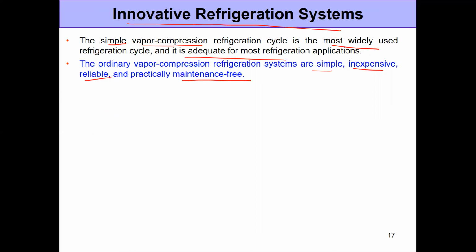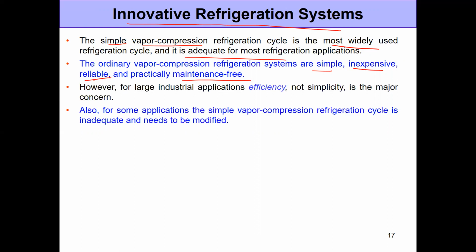But when we talk about some specific applications, especially large industrial applications, simplicity is not so much of a concern as efficiency is, right? So they really want something which is very efficient. They can handle the maintenance requirements of complex systems. So when they're looking for efficient systems, the simple vapor compression cycle is not enough for them, right? And it needs to be modified.